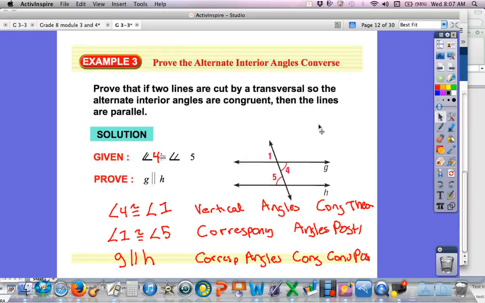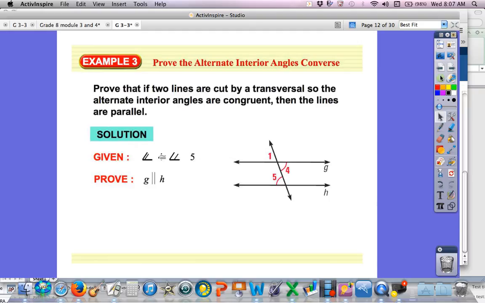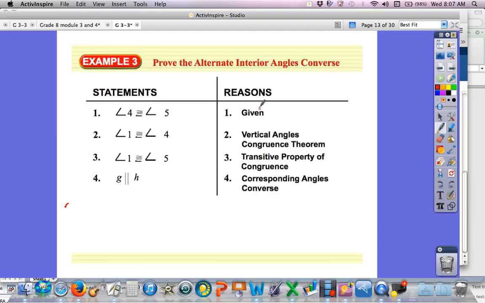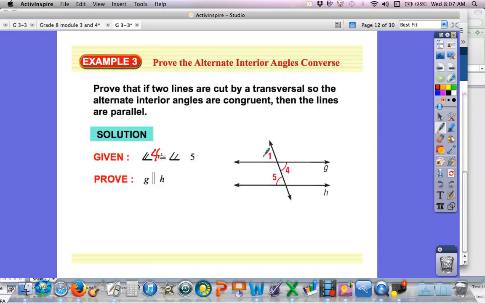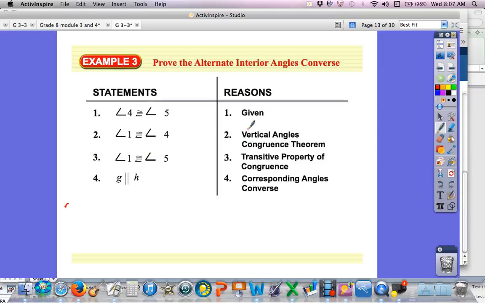Yeah. So, I'm going to look at the next page here to go through this. You can try to write the proof and follow along. But basically, here's the situation. We're told that angle 4 is congruent to angle 5. Angle 1 is congruent to angle 4. We know that because of the vertical angles congruence theorem.